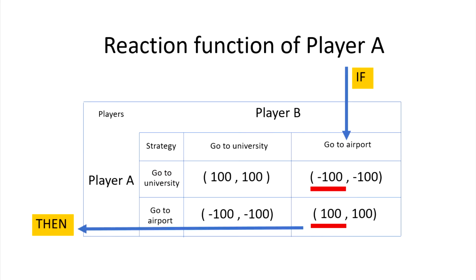Now, we turn to if player B goes to the airport, and then you see that player A has to compare the payoff of minus 100 if he or she goes to university, and positive 100. So you see that this is the better choice because 100 is much more than minus 100. Therefore, player A will choose to go to the airport. Therefore, the reaction function in this case: if player B goes to the airport, then player A goes to the airport too.